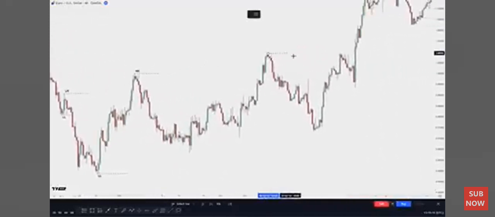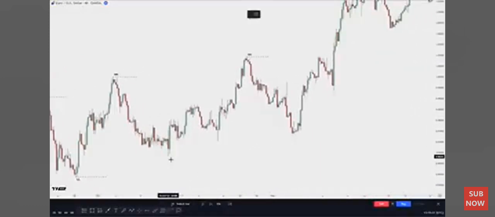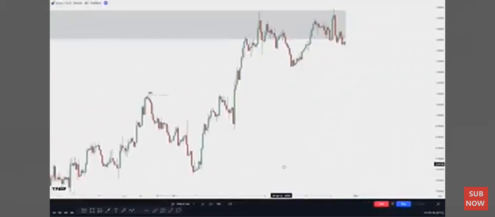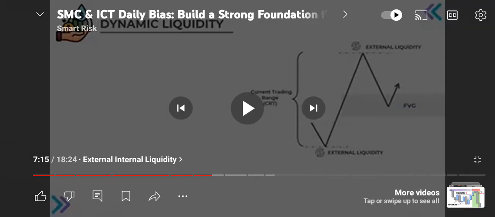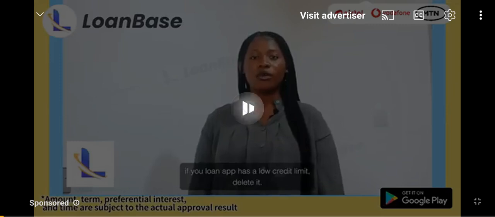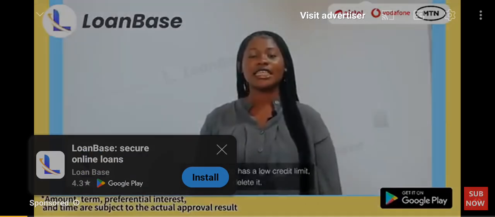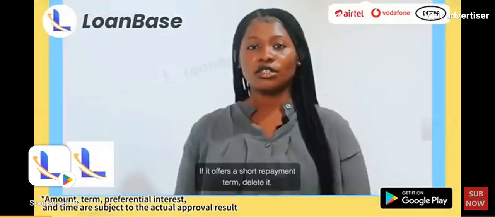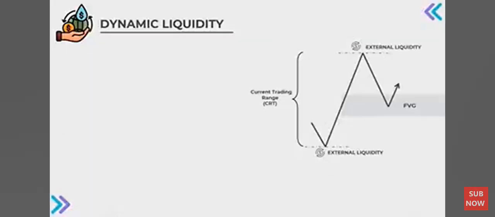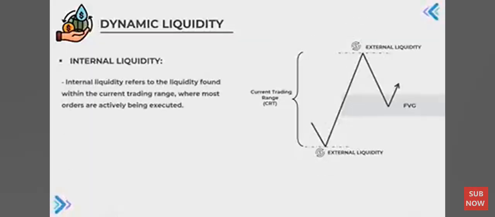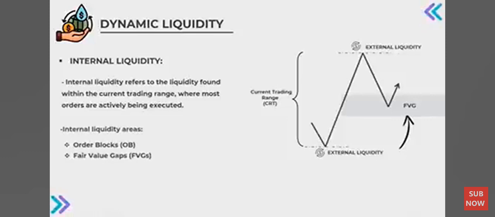After identifying the market's overall direction and major structural swing points on the chart, the next step is to look for breaks. And internal liquidity refers to the liquidity found within the current trading range, where most orders are actively being executed, such as order blocks, fair value gaps, volume imbalances, and trendline liquidity, which are formed inside the trading range.